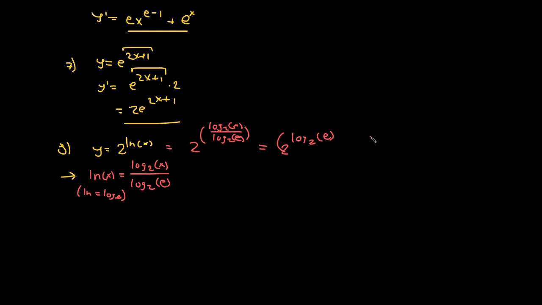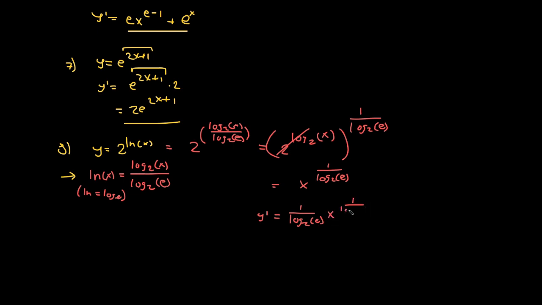Actually, no, let me switch that around. Alright, and then that to the power of 1 over log base 2 of e. Because actually what happens here is we have 2 to the power of log base 2. Those two just cancel and we get x to the power of 1 divided by log base 2 of e. And again, this is just x to the power of some number, right? So we can just use the power rule here to find the derivative. That just becomes that out front, and then I subtract off 1.